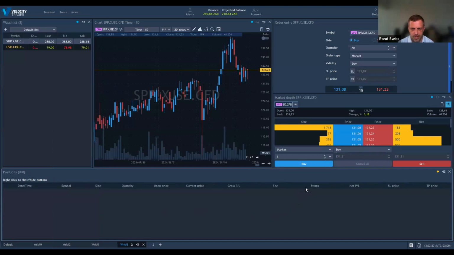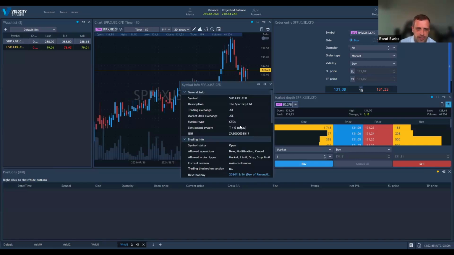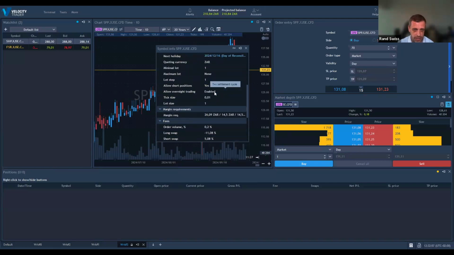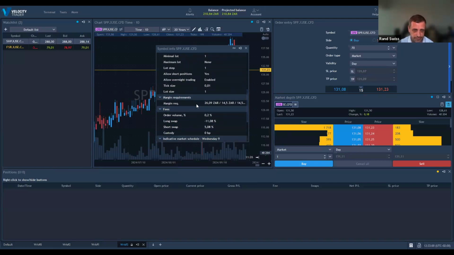Okay, so swaps. What is swaps? If you click on this little purple block that says CFD, you can click on it anywhere. Wherever you see it, you can click on it. I'm going to click on it here. It will bring up this symbol info window. This is important for CFDs. If you scroll down, you'll see a margin amount and then swaps.